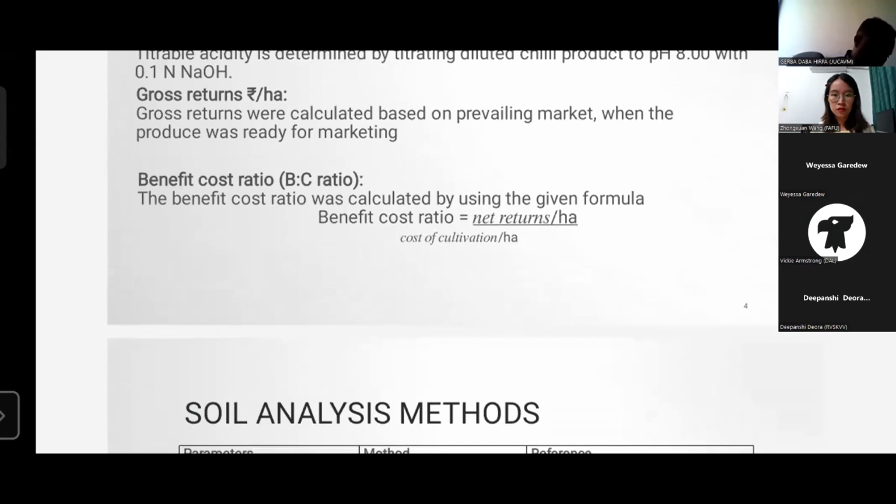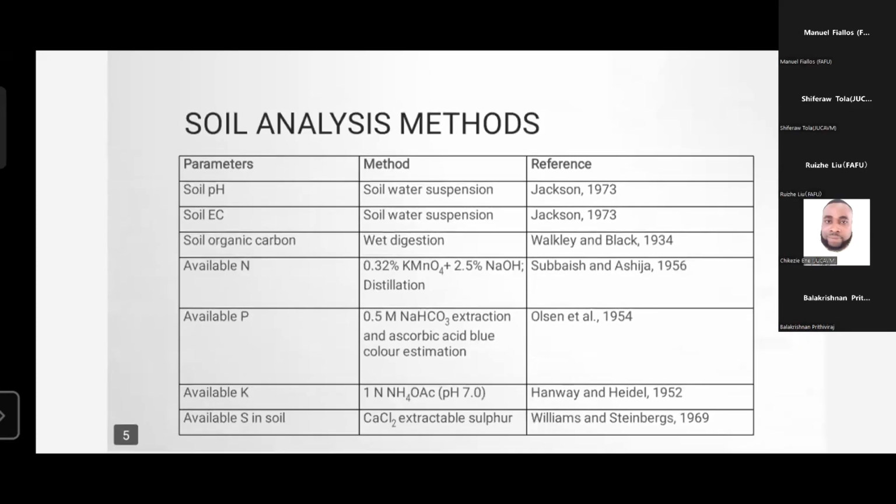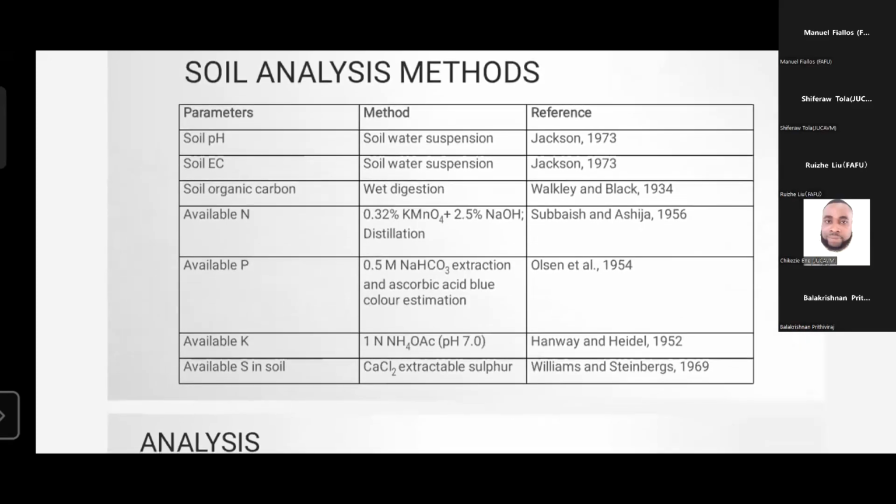Gross return, rupees per hectare. Gross returns were calculated based on the prevailing market price when the produce was ready for marketing. Benefit cost ratio, that is BC ratio. The benefit cost ratio was calculated using the given formula: net return per hectare divided by cost of cultivation per hectare. Soil analysis methods were very important, being a soil science student.